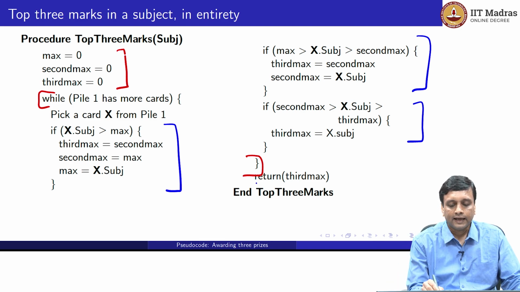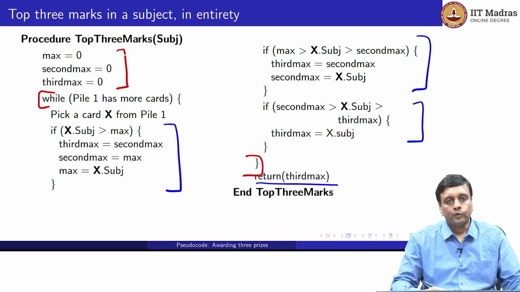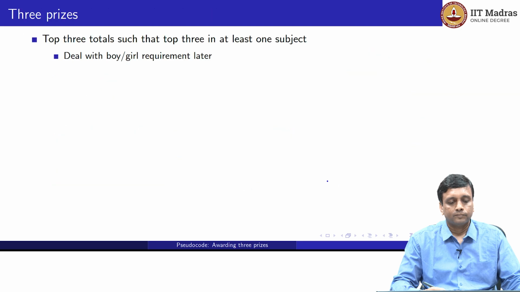And finally, at the end of this procedure, you return the third max value that you found, because this is what is important for us in order to decide whether somebody is a subject topper or not. So now we come back to the 3 prize problem. We want to find the top 3 totals such that these totals also include a mark which is in the top 3 in at least one subject.